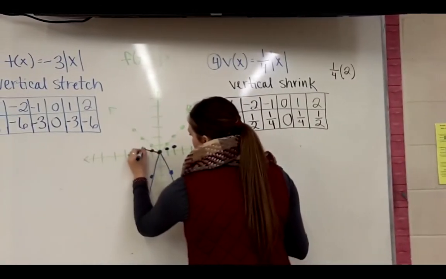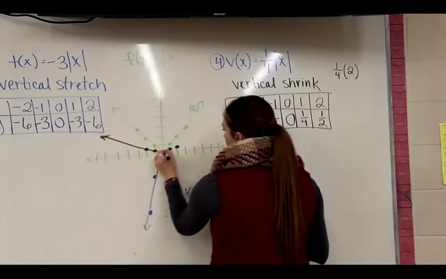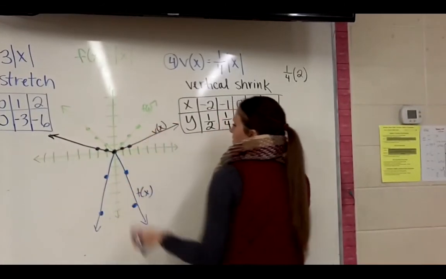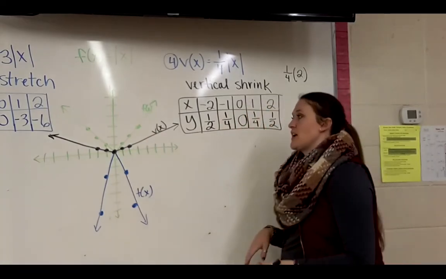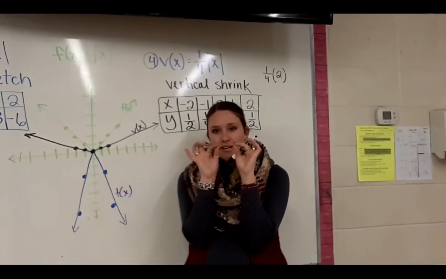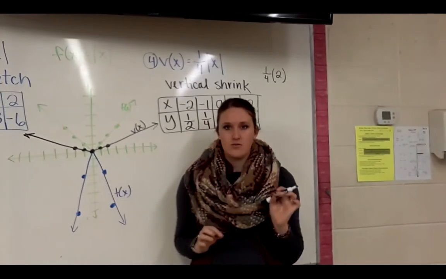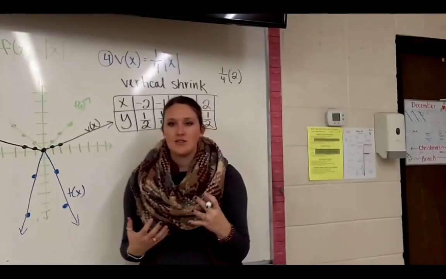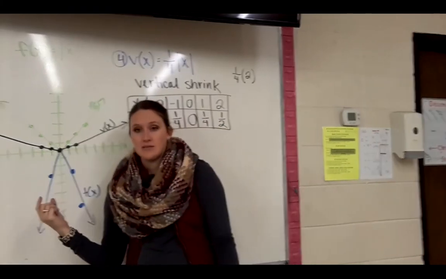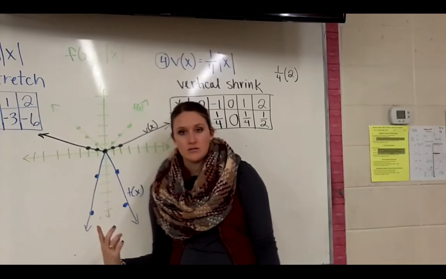So this one is super wide. So V of x, that is a vertical shrink. So even though it looks like it stretched, it's a shrink because we've shrunk the points down. Okay, and the stretch, it looks skinnier, like we shrunk it, because we stretched out our points.